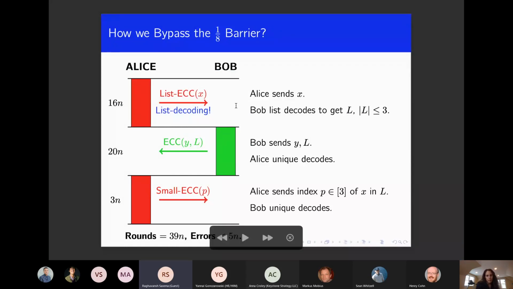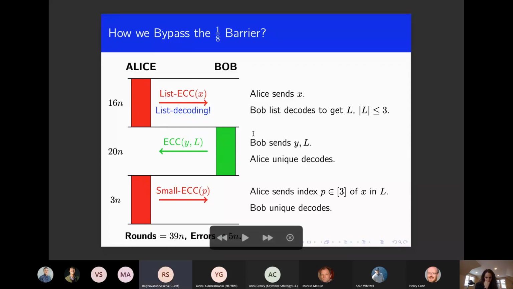So the first barrier is that you cannot do unique decoding without losing a factor of 1/2. And we get around that by considering list decodable error correcting codes. In this phase, we are able to get a resilience higher than 1/4 just because Bob is list decoding to a list L. It does not matter that the list is so small, it's only 3, but it's more than 1, and that is enough to give us an improvement.